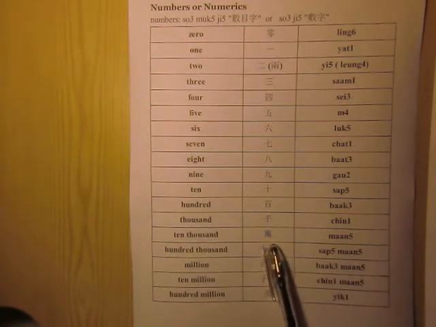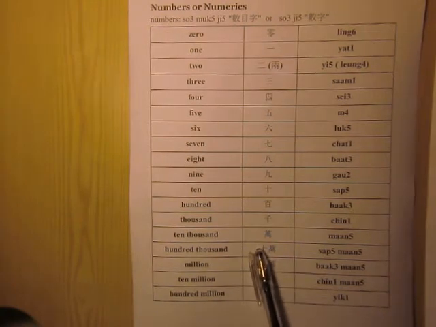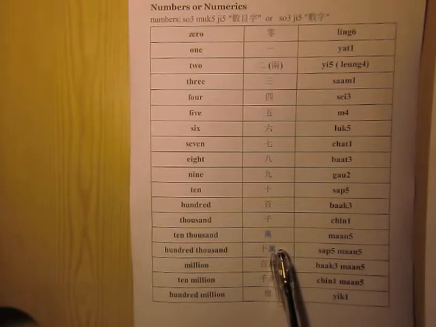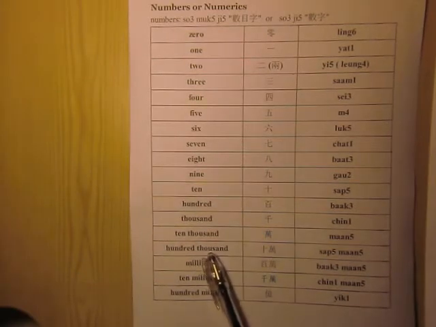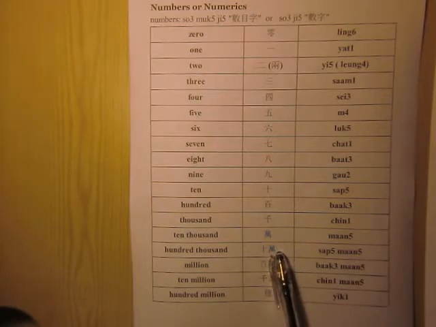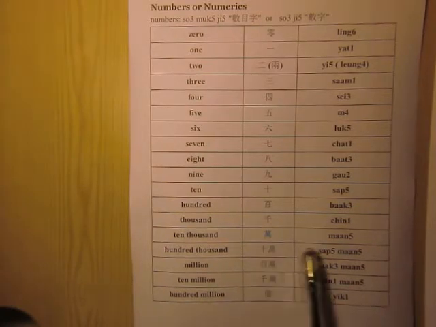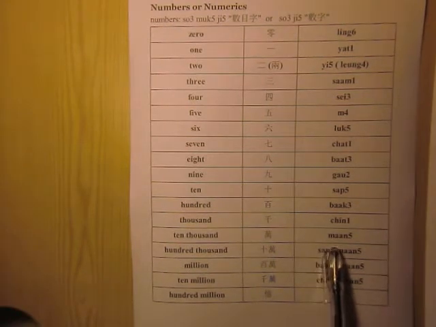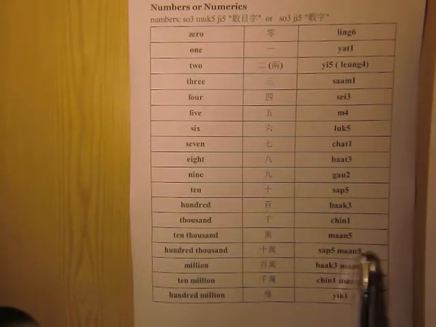But in Cantonese, we call it 10 and then 4 zeros. So 10 plus 4 zeros, you also have 5 zeros. Okay? So 10 and then man. So sub man.